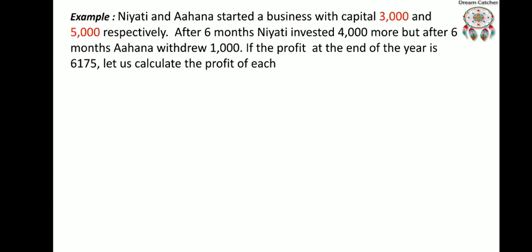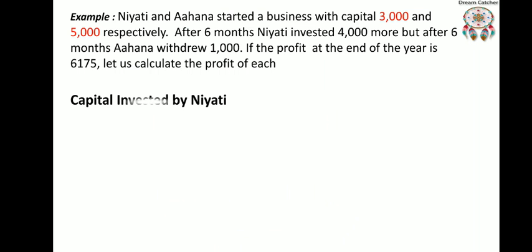We take one more example to understand this better. Niyati and Ahana started a business with capital 3,000 and 5,000 respectively. After 6 months, Niyati invested 4,000 more. But after 6 months, Ahana withdrew 1,000. If the profit at the end of the year is 6,175, let us calculate the profit of each partner.